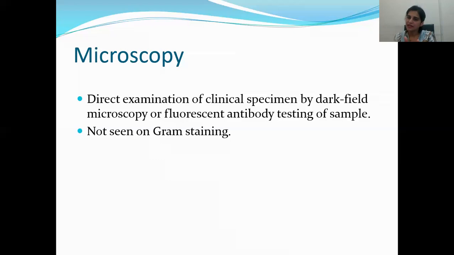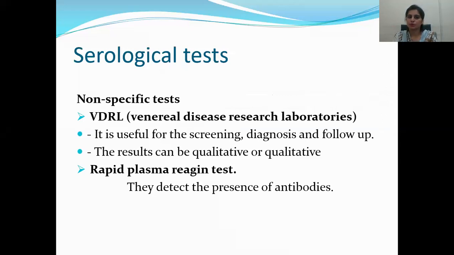So, how will you diagnose? Number one, on the basis of the clinical findings. Number two, you will see the spirochetes in the clinical samples or in the lesions by dark field microscopy or by fluorescent antibody testing. And number three is antibodies which are present in the blood or in the cerebrospinal fluid. So, as I told you, you will diagnose on the basis of the three criteria.